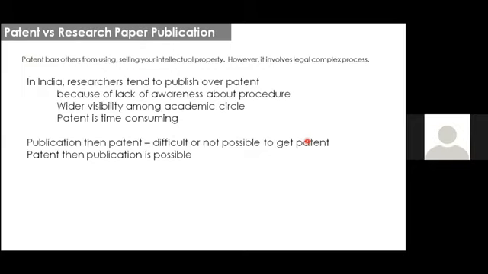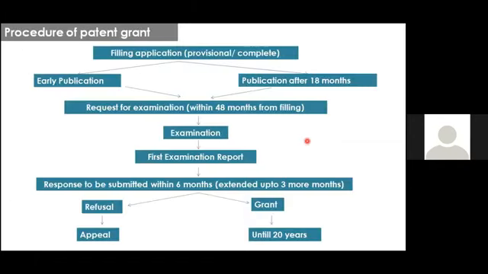However, if you publish first and then file the patent, it is very difficult to get the patent because it is already in the public domain, and that is one of the factors which influences patenting in the Indian scenario. So anyhow, if you go for a patent instead of publication, there is a whole procedure involved in it.